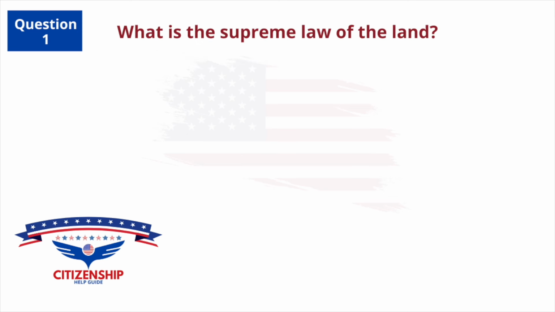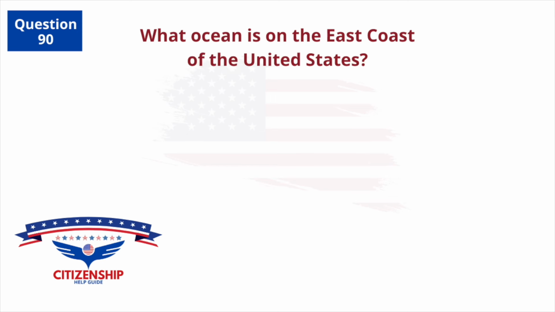What is the supreme law of the land? The Constitution. What ocean is on the east coast of the United States? Atlantic Ocean.